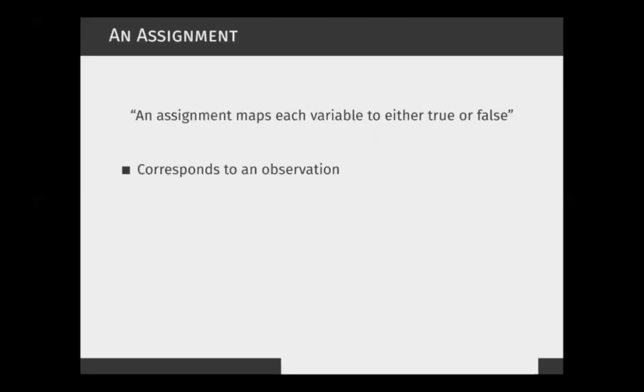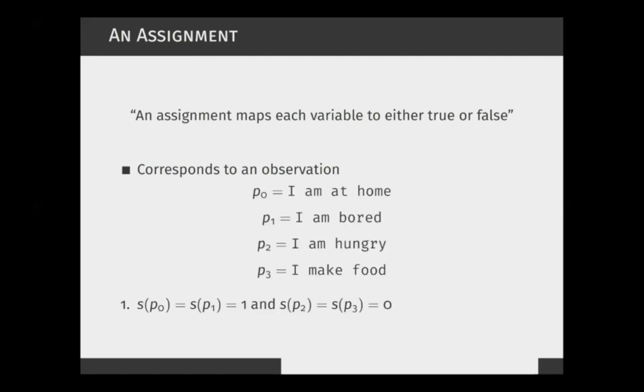The next definition that we will consider is that of an assignment. It's simply a function which evaluates your variables to either true or false. It's a function from the set of all the propositional variables, and its range is 1, 0. And intuitively, it corresponds to an observation that you have collected from your surroundings. So you are just giving your propositional variables values, either true or false. And here is an example.